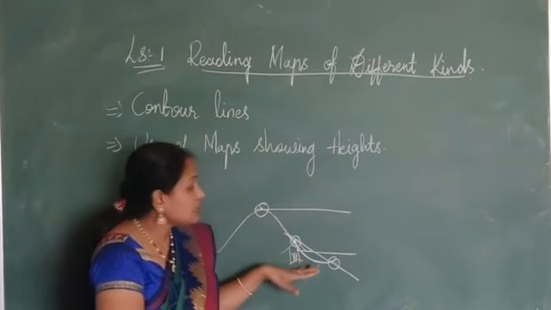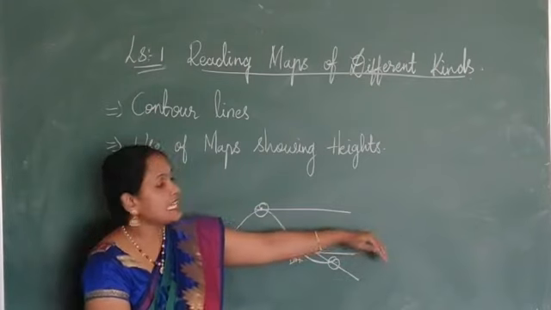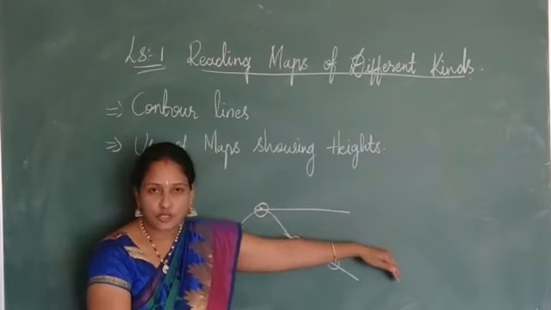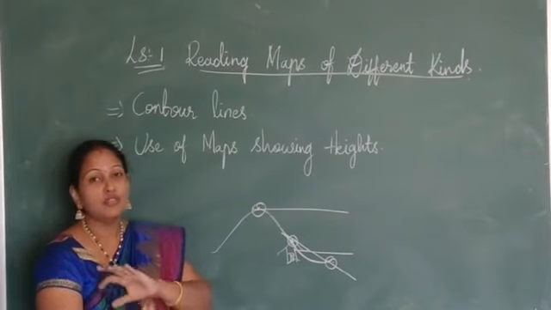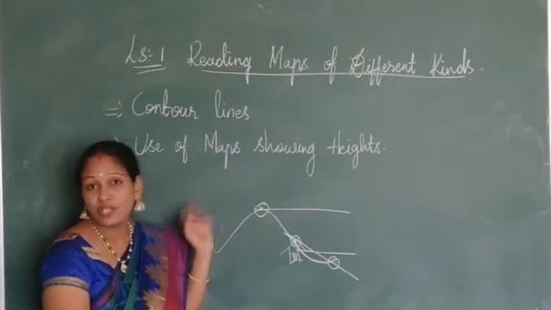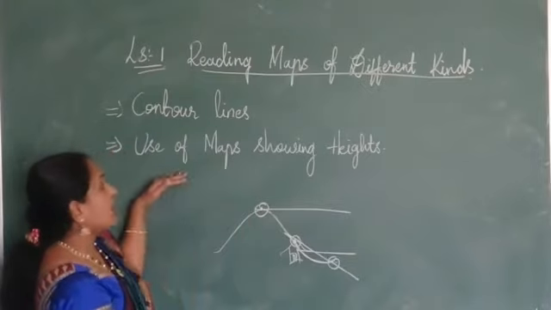Fine. If you observe this Telangana map, the east side of the map will be sloped region, and the west side of the map will be covered with almost flat regions, plateau regions. Got it, children? So this is about maps showing heights.